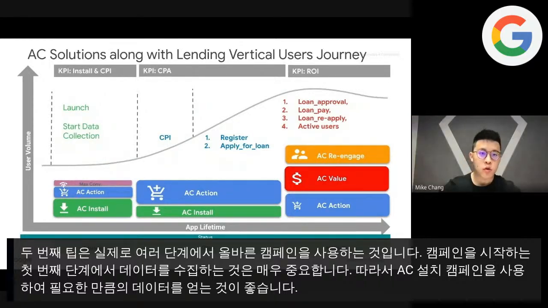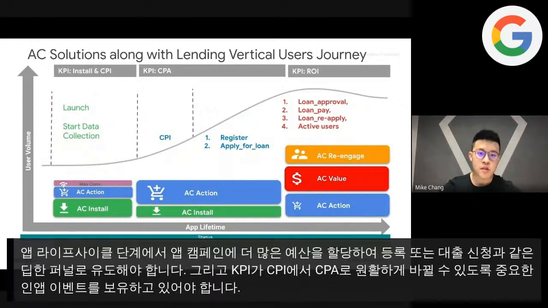So during the growth stage of the app lifecycle, advertisers should allocate more budget to app campaign for action to drive higher funnel in-app events such as register or apply for loan actions. And the KPI should be smoothly moved from CPI to CPA for the in-app events which matter to you.